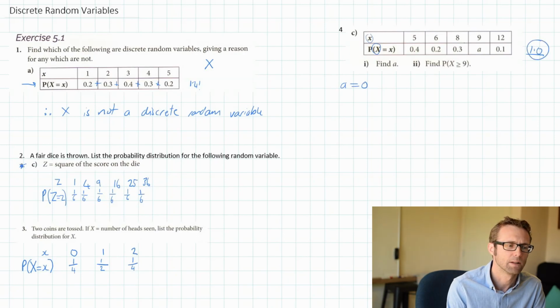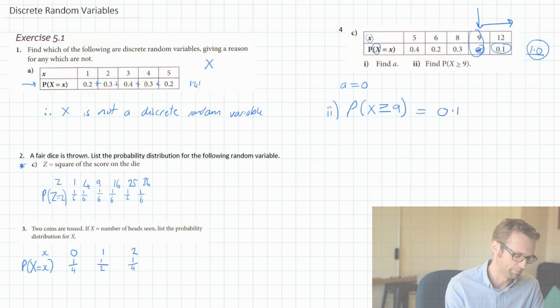Okay, part 2 is I need to find the probability of x being greater or equal to 9. So I need everything that is this way. Well, that's a 0, so 0 is ignored, and I've got a 0.1 here. So the probability that my discrete random variable is going to be 9 or above is therefore 0.1.